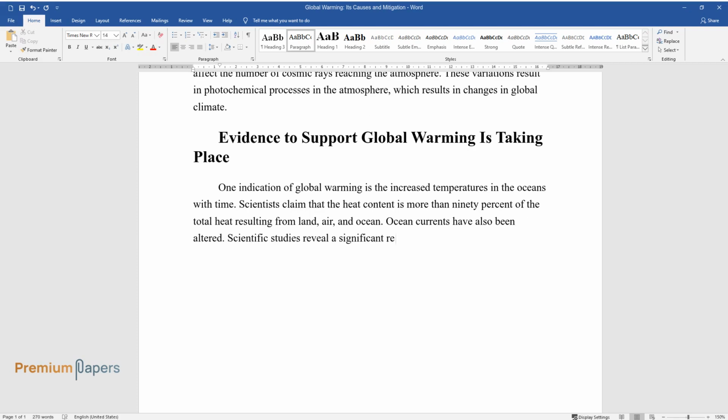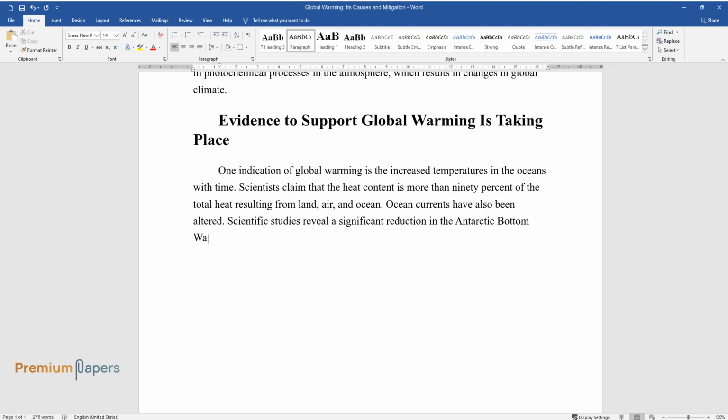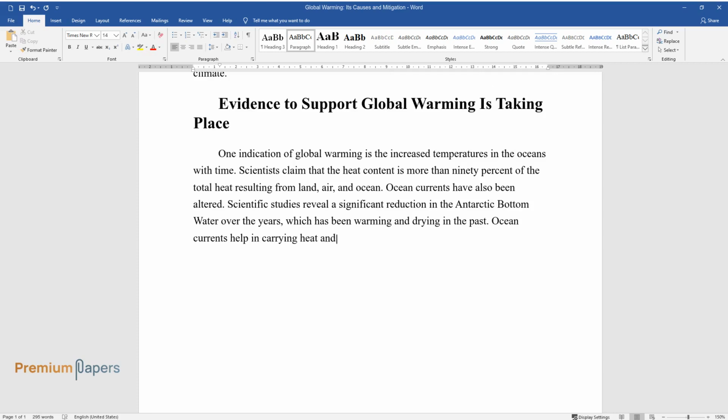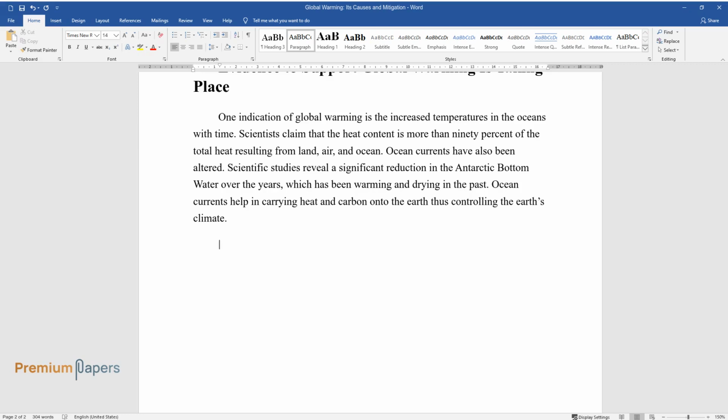Scientific studies reveal a significant reduction in the Antarctic bottom water over the years, which has been warming and drying in the past. Ocean currents help in carrying heat and carbon onto the Earth, thus controlling the Earth's climate.